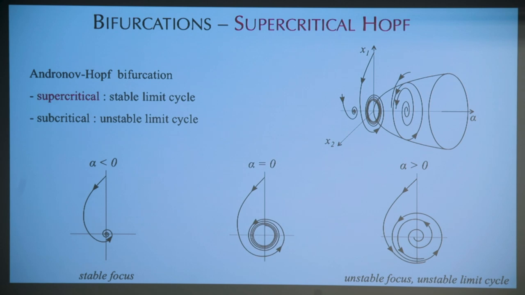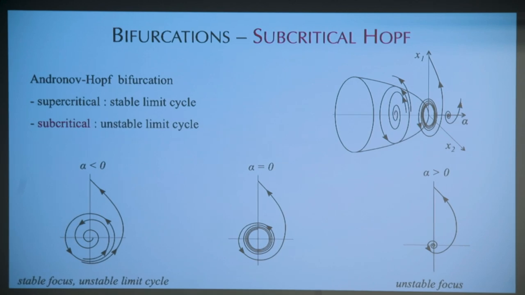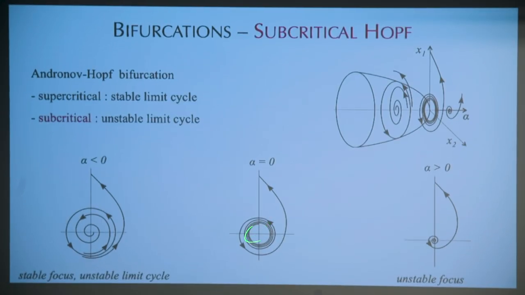It's attractive, of course. Like it's already indicated here, there also exists a subcritical one, which means that an unstable limit cycle can exist as well. So here everything is inverted. From the signs, we have basically the same space. Now for positive alpha, we have an unstable focus, so we have this spiral going out. Then at zero, it looks identical, but the arrows are pointing outwards, so it's unstable.